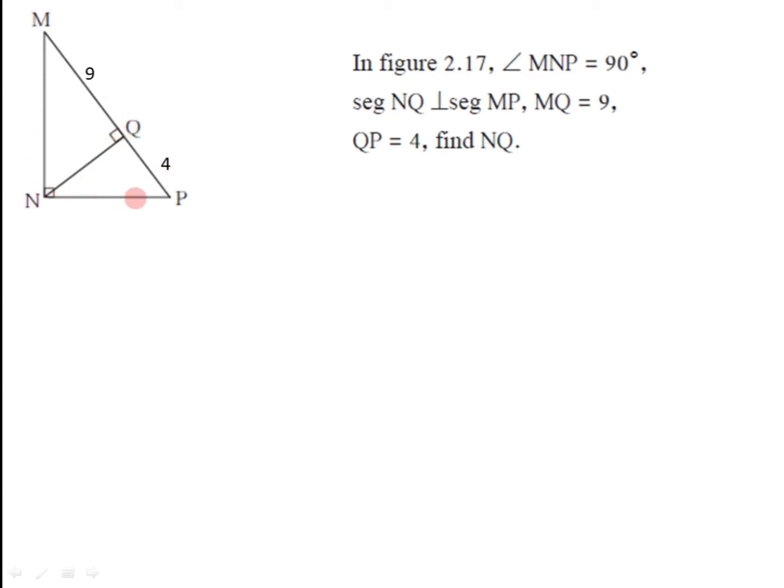Now here a right angle triangle is given, and in that right angle triangle there is a perpendicular drawn on the hypotenuse from its opposite vertex, so that is NQ. That's why here we can use the geometric mean property, and by that property the perpendicular segment drawn on the hypotenuse is the geometric mean of the two segments into which the hypotenuse is divided. So here the two segments are MQ and QP. So by the geometric mean property we have NQ is the geometric mean of MQ and QP.